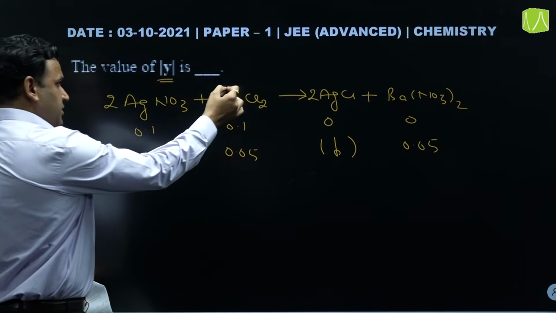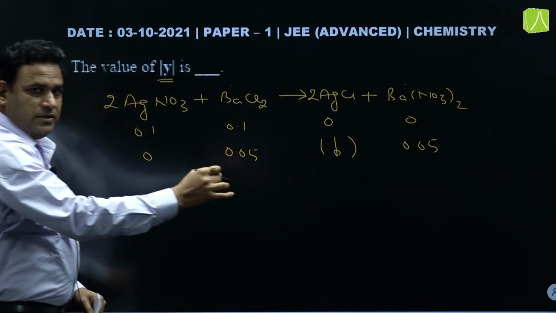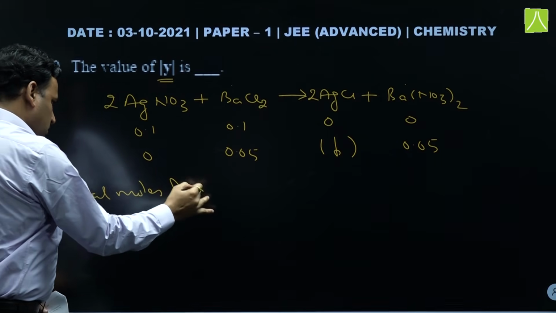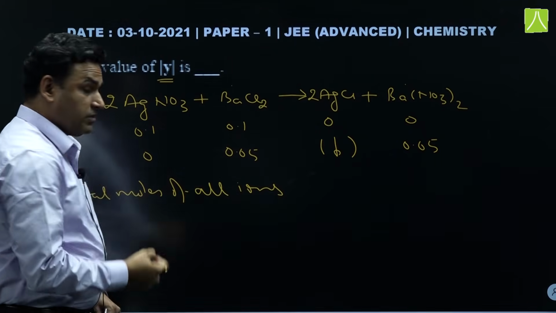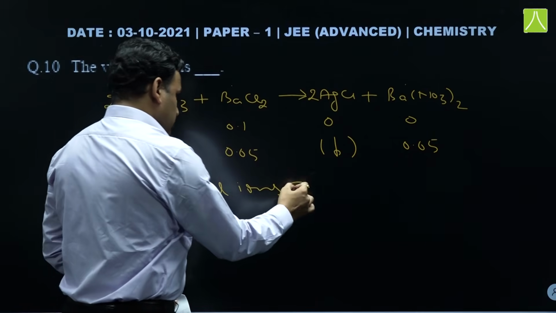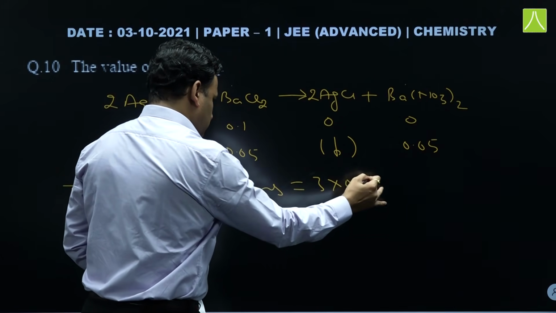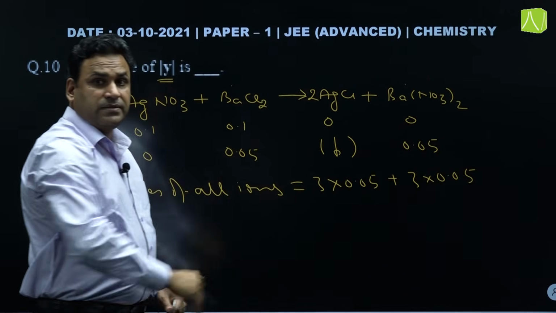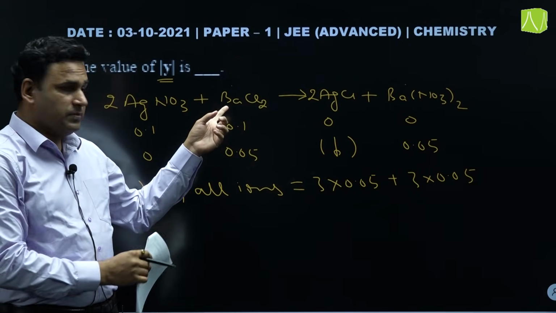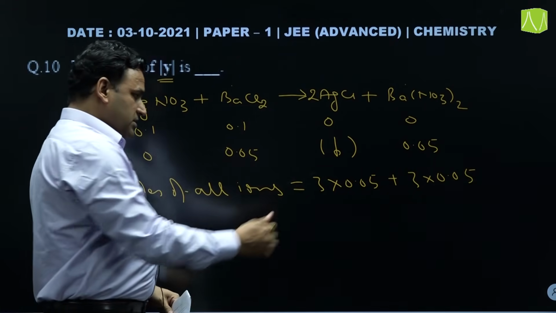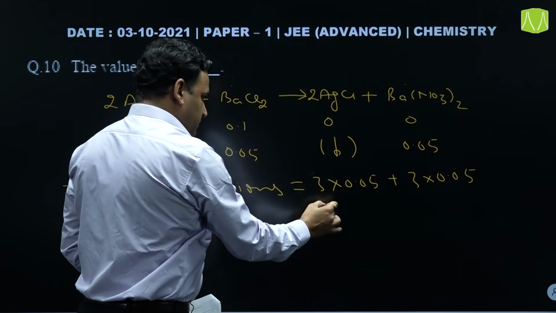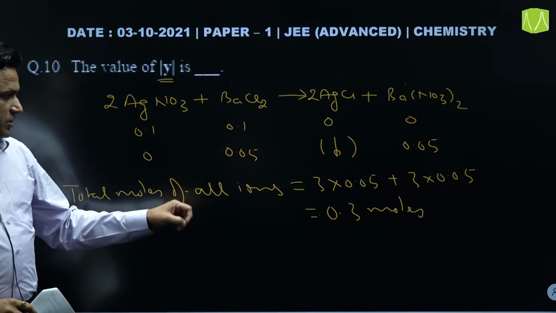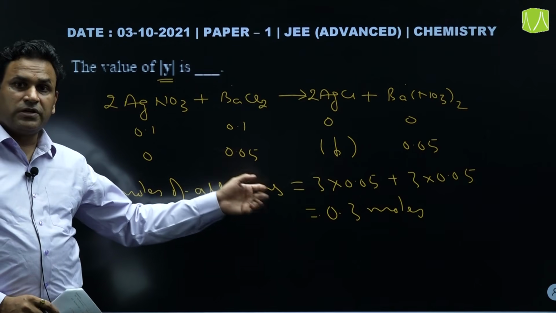So, this is 100% dissociated, this is 100% dissociated. So, total moles of all ions, we can calculate the total number of moles of all the ions. This is going to be 3 into 0.05 plus this is also 3 into 0.05. Barium nitrate has 1 cation, 2 anions. Barium chloride similarly has 1 cation, 2 anions. So, this is 0.15 plus 0.15, 0.3 moles in total. 0.3 moles are present, that is the total number of moles of all different ions.